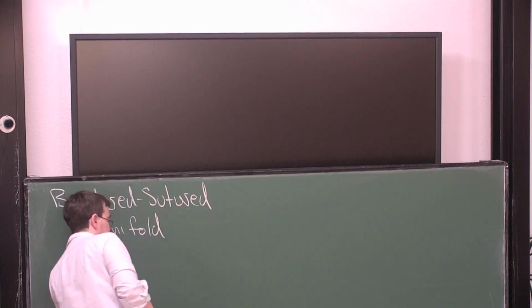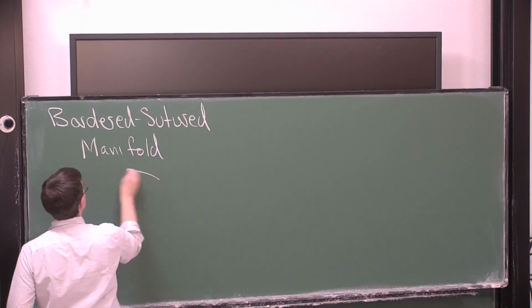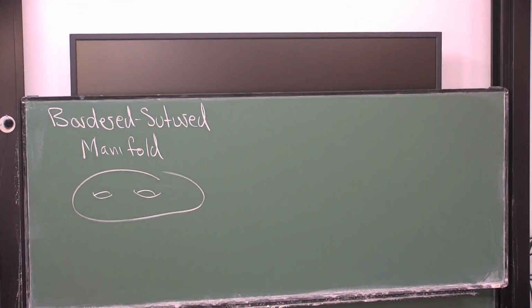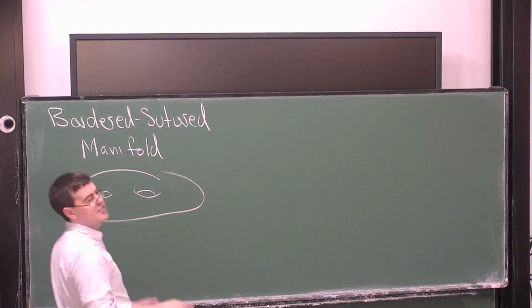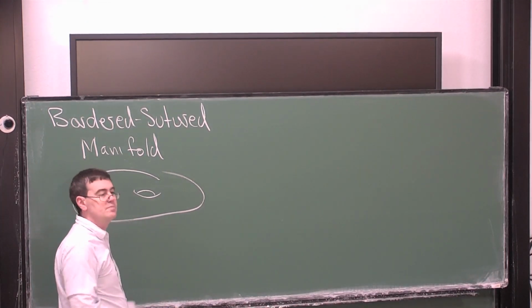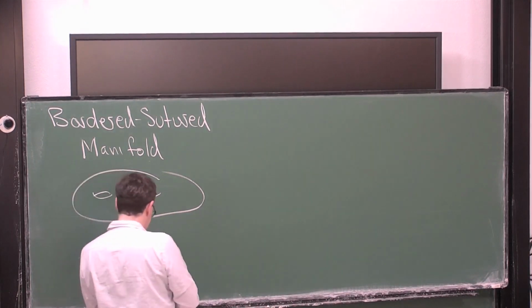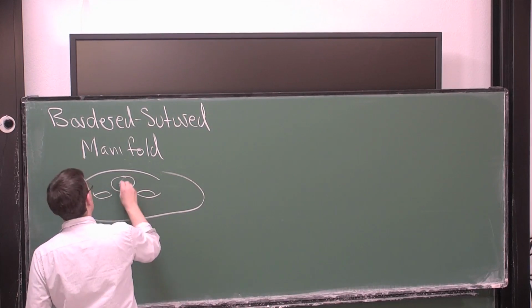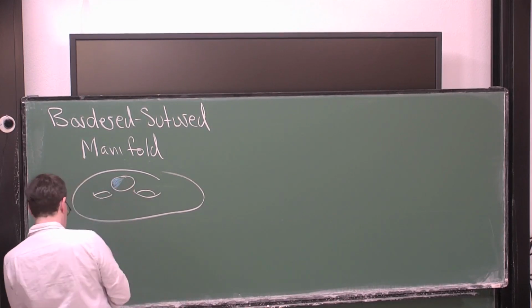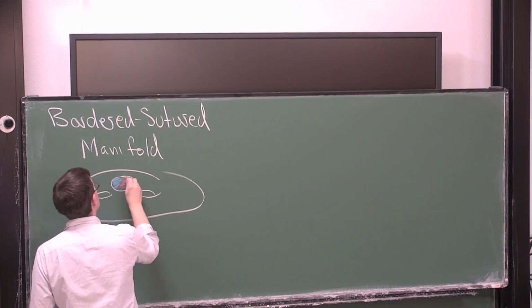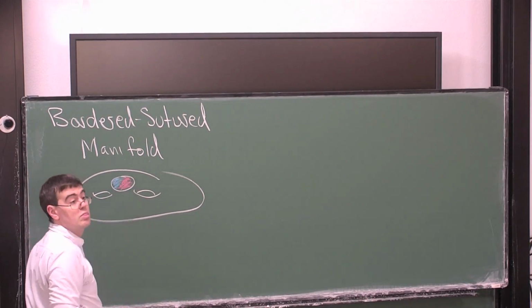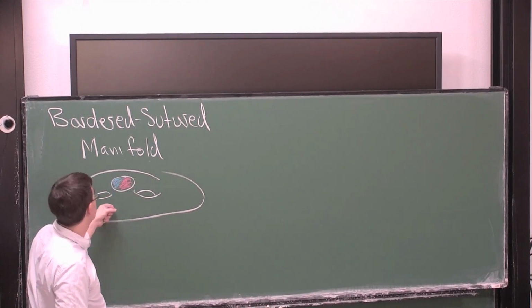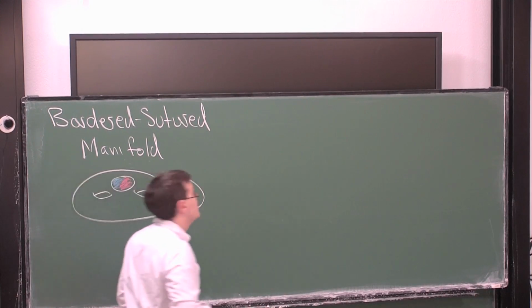And maybe let me first draw a picture. Okay, so a bordered-sutured manifold is actually just the same kind of thing that Tudor was talking about in his talk yesterday. On its boundary, it's got some part that's colored red and some part that's colored blue. You could think of these as being boundary conditions like Tudor had, and maybe this is colored by the bulk, in Tudor's words.